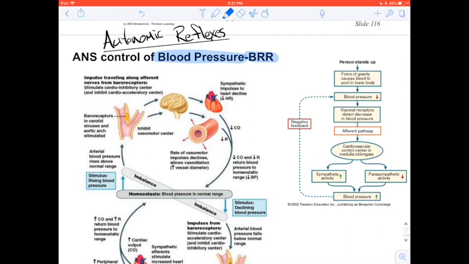Well, it's going to increase your heart rate. And you've all had this, and pay attention next time you stand up too fast and you get lightheaded. Your heart rate will start to increase because it's going to increase the blood pressure. And we're going to talk about how we do that.